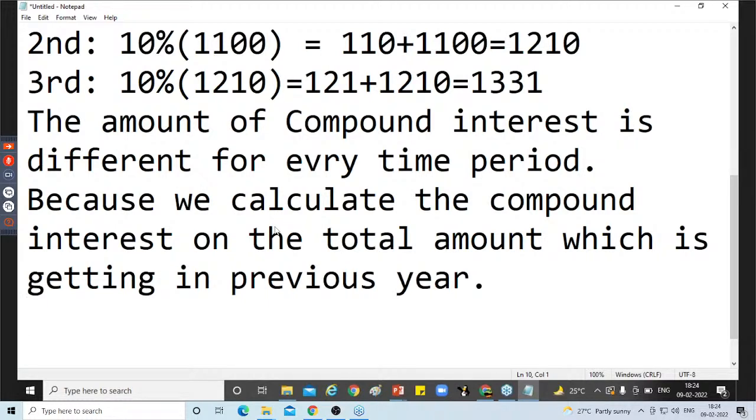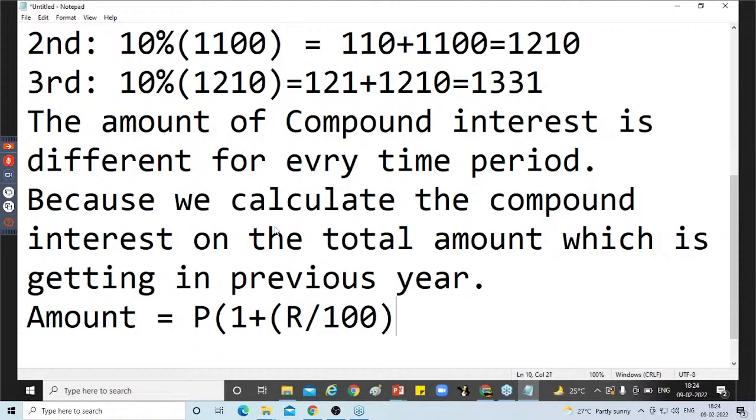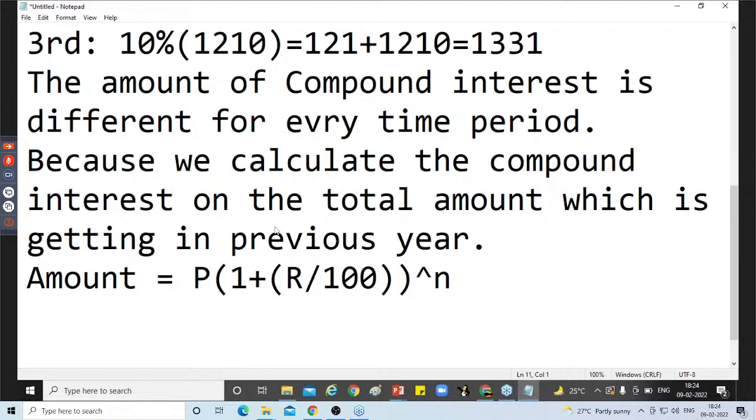Remember, there is no direct formula for the compound interest. We have the formula for the total amount under compound interest. Write down: Amount is equal to P into (1 plus R by 100) whole power N.